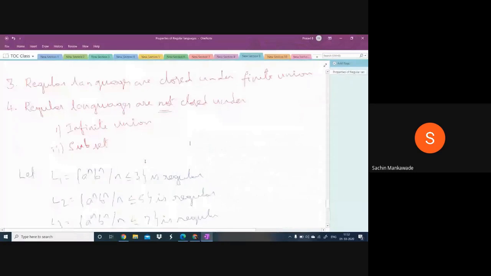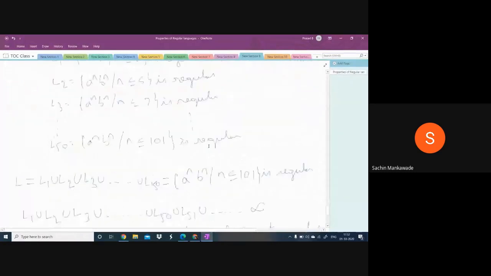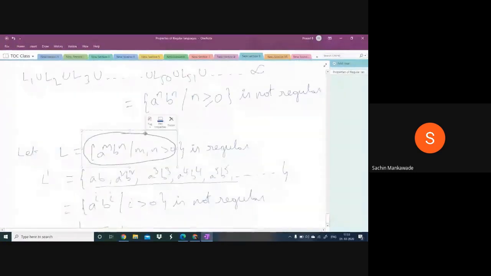Next one, the second subset. a power m, b power n, where m, n greater than 0. Here the powers are different and there is no relation, so this is regular. What is this language? It is any number of a's followed by any number of b's. Okay, one or more a's followed by one or more b's. The a's can be any number, followed by b's, which can be any number.